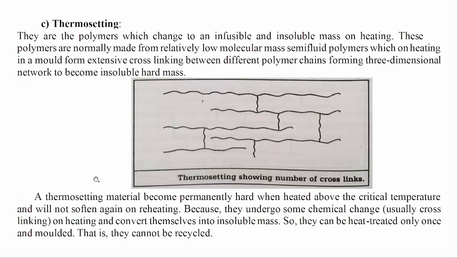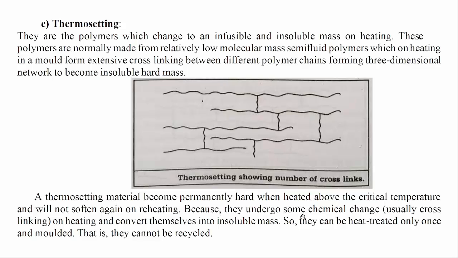C. Thermosetting. They are the polymers which change to an infusible and insoluble mass on heating. These polymers are normally made from relatively low molecular mass semi-fluid polymers which on heating in a mold form extensive cross-linking between different polymer chains, forming three-dimensional network to become insoluble hard mass. A thermosetting material becomes permanently hard when heated above the critical temperature and will not soften again on reheating.